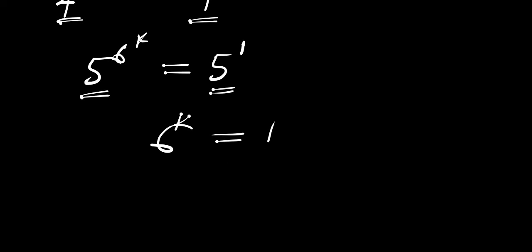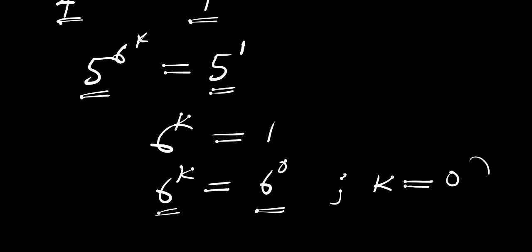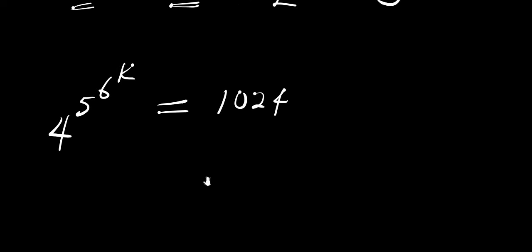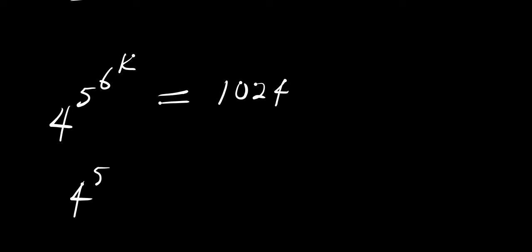So what are we going to do at this point? Remember, 6 power k equals, instead of 1 here, we can have 6 power 0, because we want to make the bases the same, and a number raised to the power of 0 is 1. So 6 raised to the power of 0 is 1. So we can now compare the exponent. Thereby, we are having k equals 0. Now, the next thing we are going to do is to check. Remember, we now have 4 power 5 power 6 power k equals 1024, and our k is 0. We have 4 power 5 power 6 power 0 equals 1024.